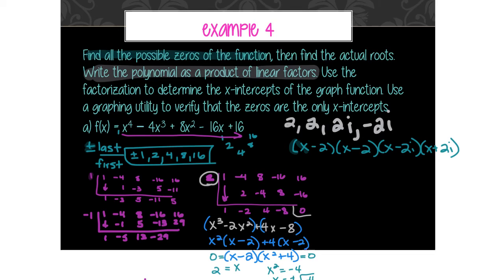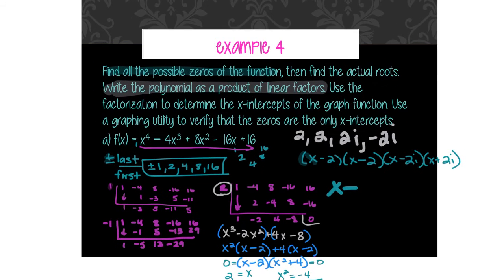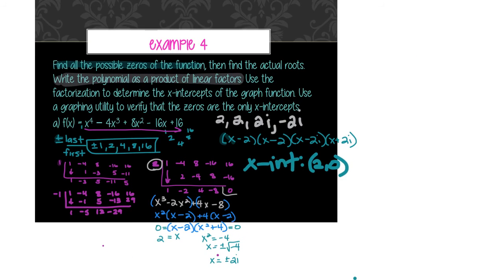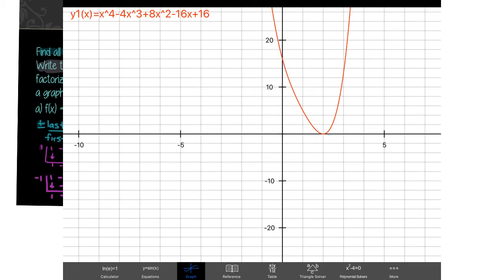So now this says use the factorization to determine the x-intercepts of the graph of the function. So what do we think the x-intercepts are going to be? Just 2, right? 2, 0. Because will you see a 2i on your graph? Will you see a negative 2i on your graph? No. Okay? And then it says use the graphing utility to verify that the zeros are the only x-intercepts. So I graphed this. My graph looked like this, which confirms what we thought was going to happen because there's only one x-intercept. It bounces at that intercept because it had a multiplicity of 2. Okay, the other real zeros will not show on your graph.